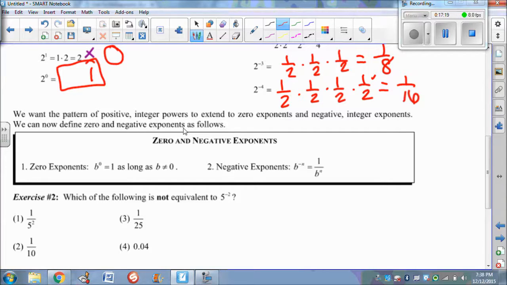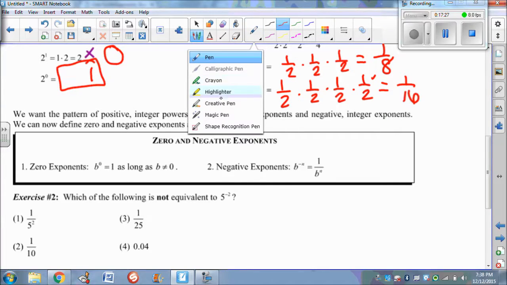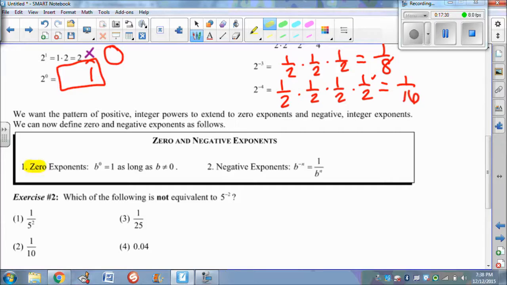So what I want you to do when you come into class next is I want you to have these 2 rules written on index cards. Okay, so this first rule, 0 exponents means b to the 0, any number to the 0 power is 1, as long as b is not equal to 0, because 0 to the 0 power is undefined. And then the other one, okay, is negative exponents, meaning any base to a negative exponent is equivalent to 1 over b to the n.